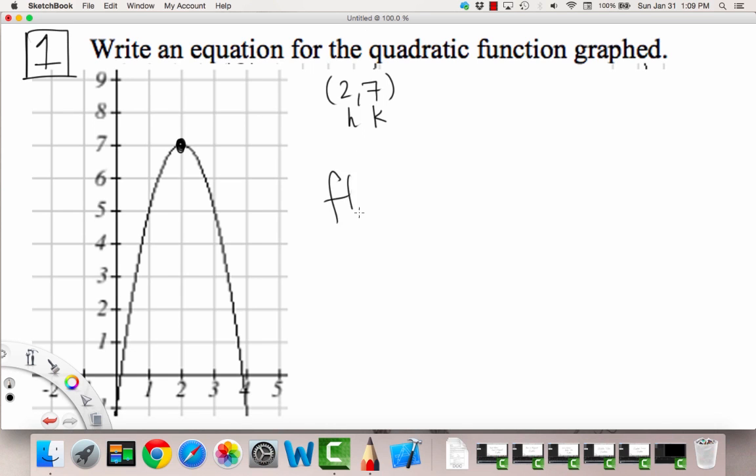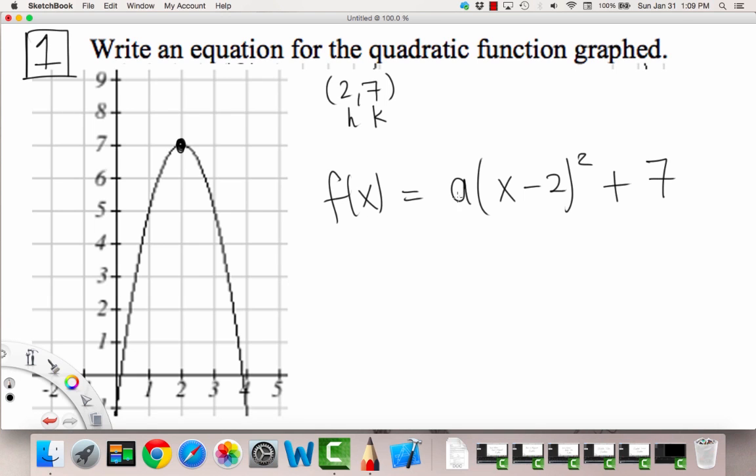Okay, so we can start writing out. So we have f(x) is equal to maybe an a, right? So a times (x minus h), so that would be minus 2, squared, and then plus our k, so plus 7. Okay, and all we have to do now is just find out what is our a.